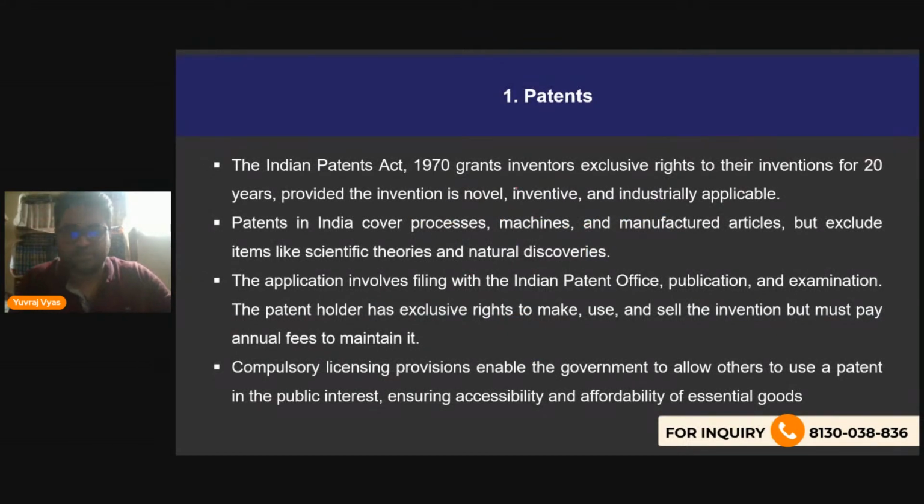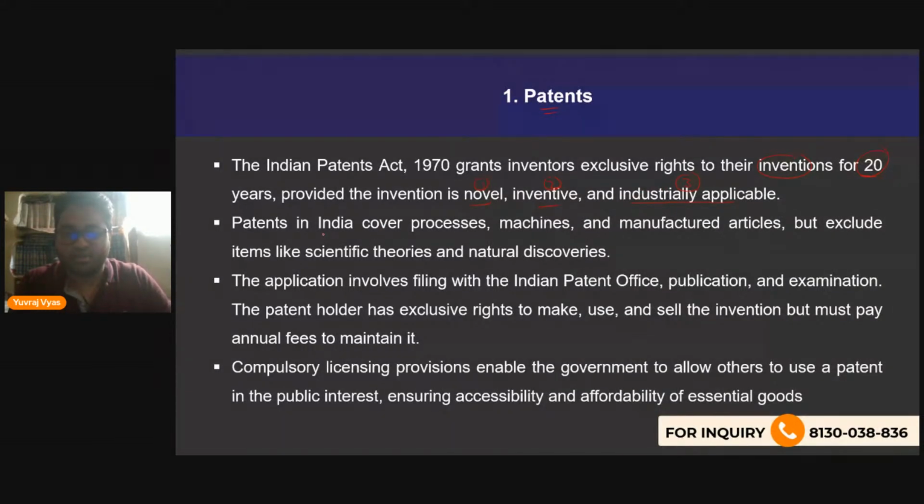So the first most important topic under the miscellaneous section is the concept on patents. So what is a patent? The Indian Patents Act 1970 grants inventors exclusive rights to their inventions for 20 years. So it is granted for a specific period, provided the invention is, point number one, novel, point number two, inventive, and industrially applicable. So these are the three requisites that are to be satisfied when you want a patent for any invention of yours.